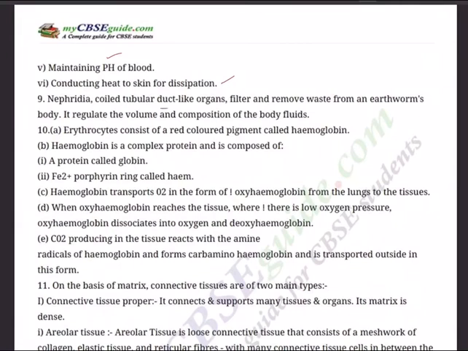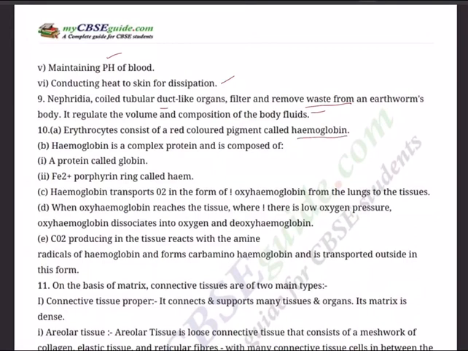Question number 9, of course, nephridia, coiled, tubular, duct-like organs, filter and remove waste from an earthworm's body. It regulates the volume and composition of the body fluids because it also follows osmoregulation.